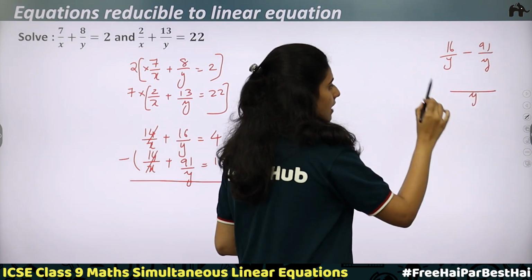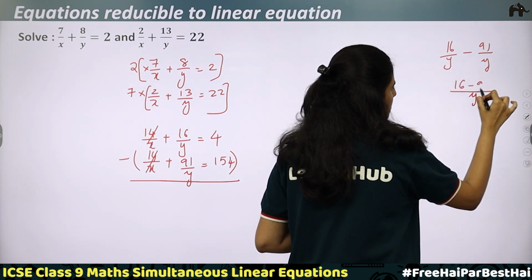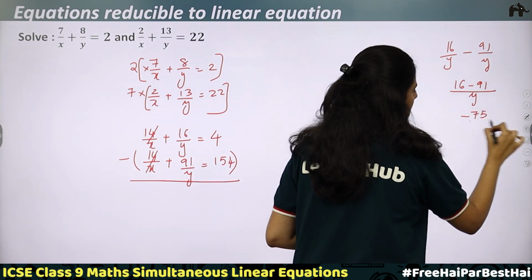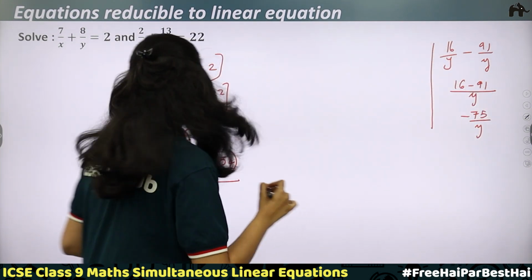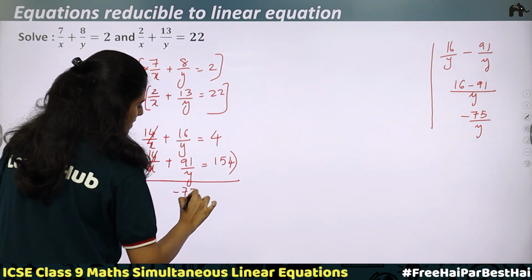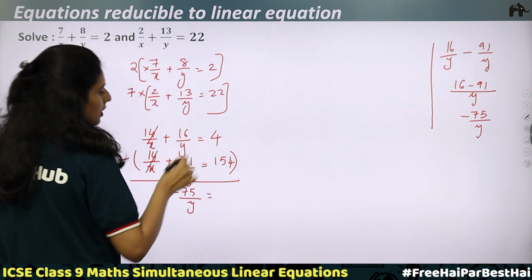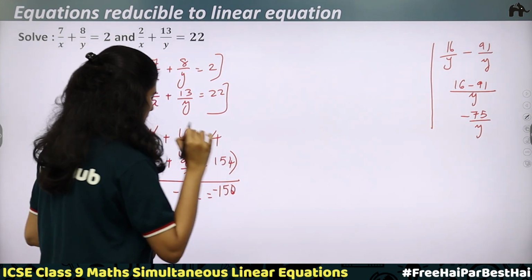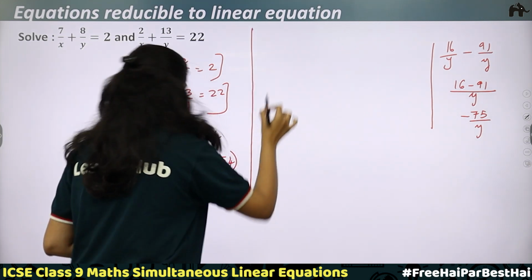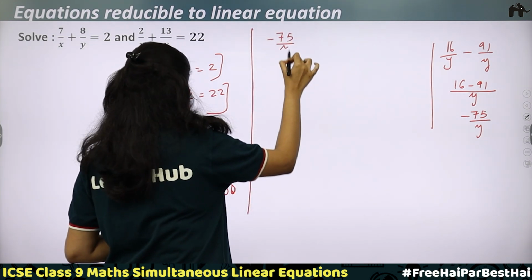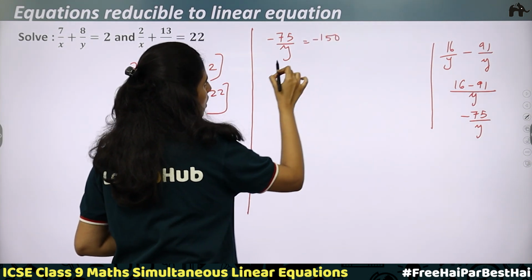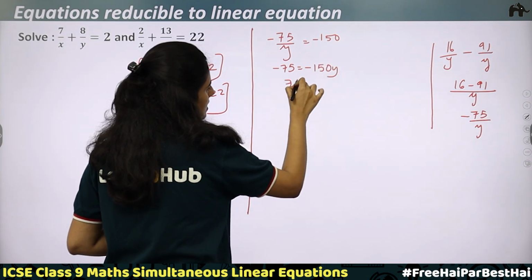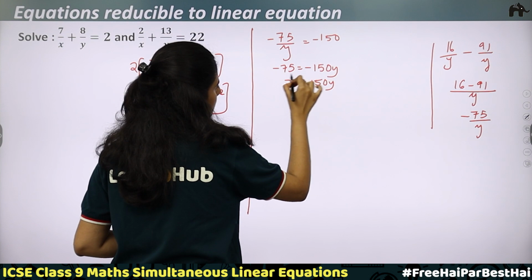What is 16 by y minus 91 by y? Taking LCM, we get y in the denominator. In the numerator we have 16 minus 91, which is minus 75, divided by y. So minus 75 divided by y is equal to 4 minus 154, which is minus 150. Therefore minus 75 by y is equal to minus 150, or minus 75 is equal to minus 150 y, that is 75 is equal to 150 y.